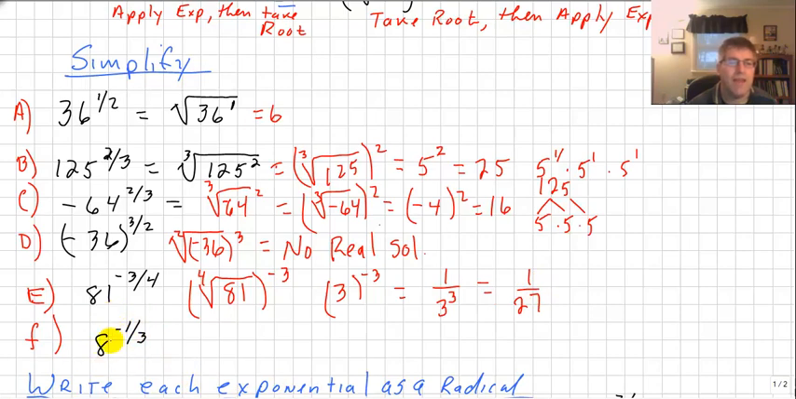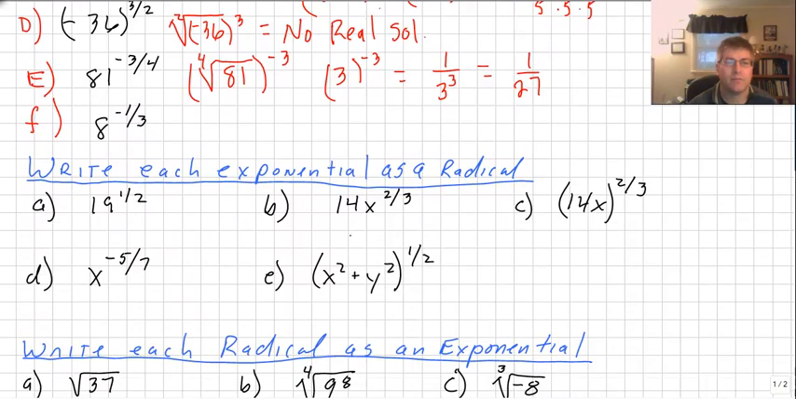And I will save 8 to the negative 1/3 for you. You can bring that to class.